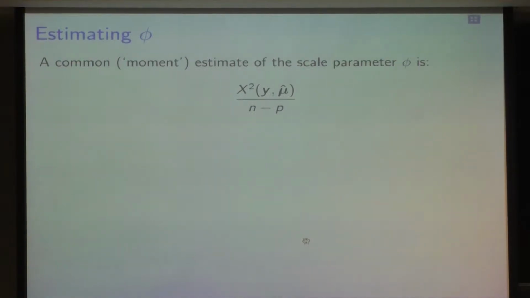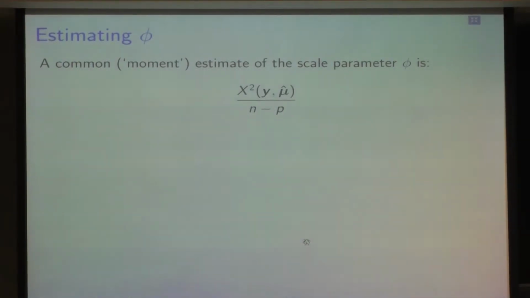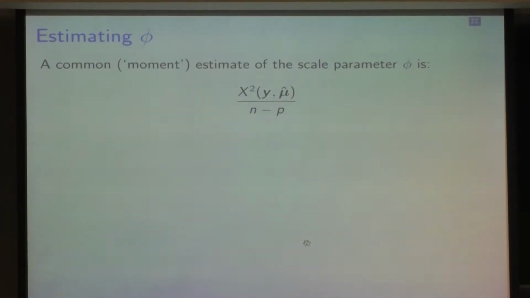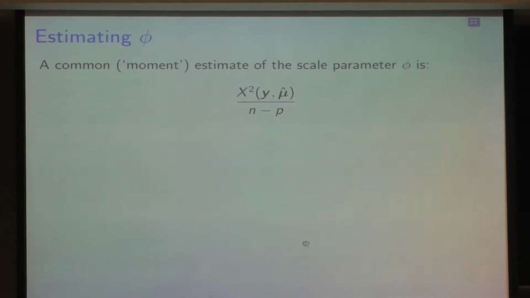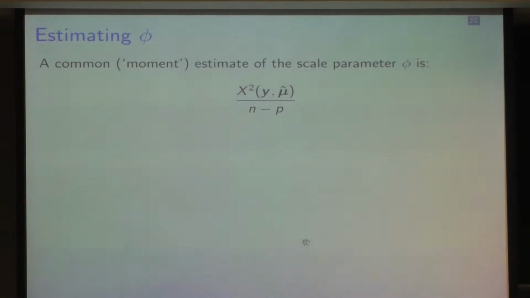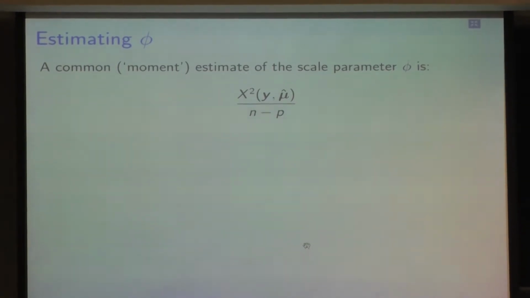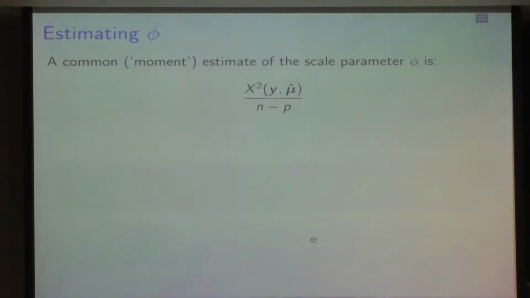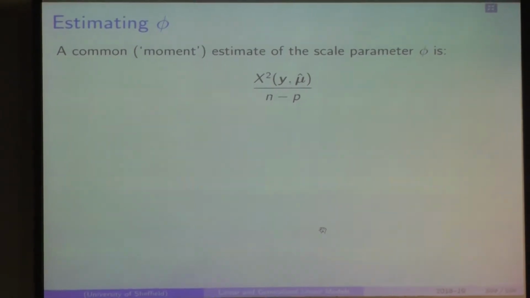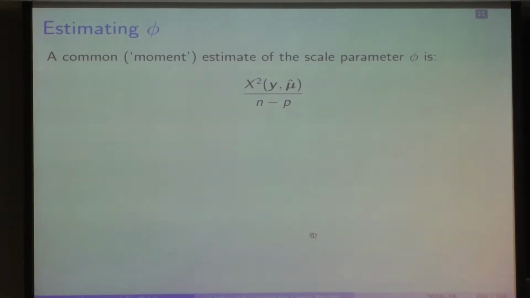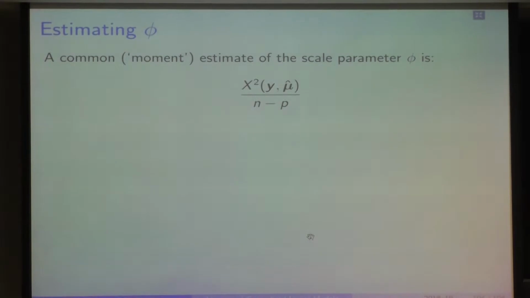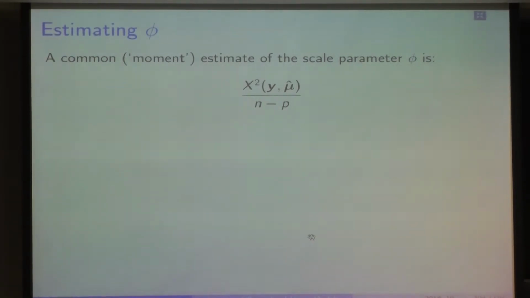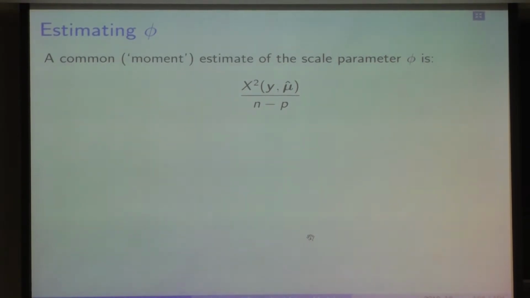The shortest of the sections in the notes is section 3.8, so that's page 78. To remind you, for certain choices of generalized linear model distribution, there's an extra parameter phi which you need to estimate.